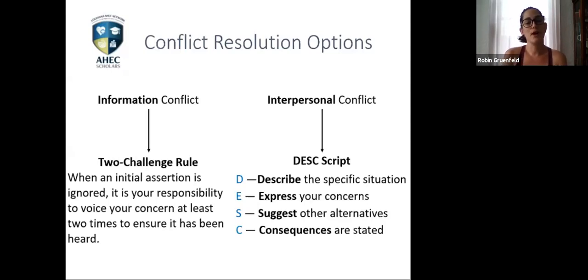If it's an interpersonal conflict, then we go into the script piece, which is that you describe the specific situation, express your concerns, suggest alternatives, and state the consequences that you view as being the outcome if the trajectory isn't corrected. Does that make sense? Okay.